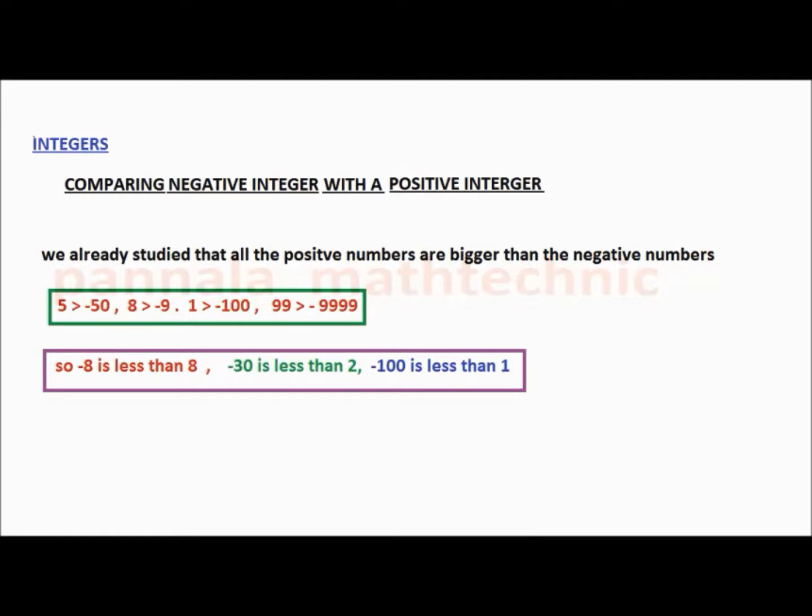Comparing a negative integer with a positive integer. We already studied that all the positive numbers are bigger than the negative numbers. See examples. 5 is greater than minus 50, 8 is greater than minus 9, 1 is greater than minus 100, 99 is greater than minus 9999. And now see this. So minus 8 is less than 8.